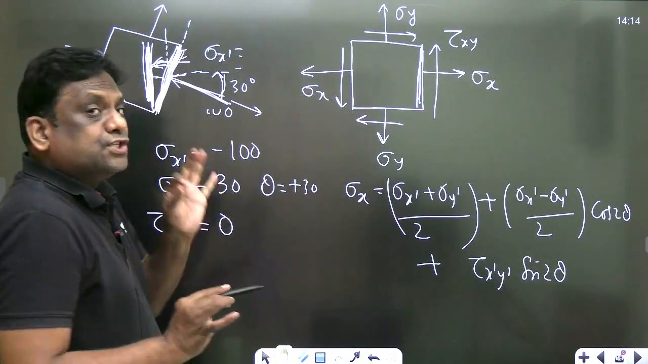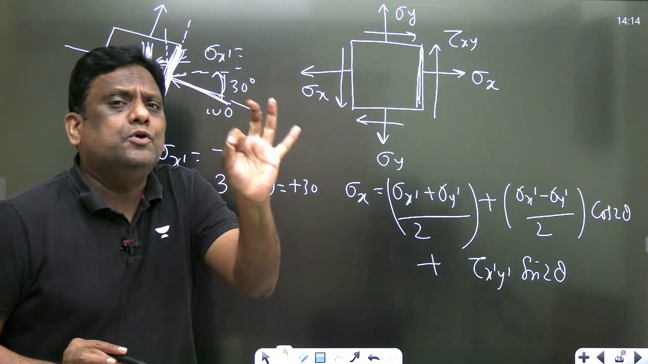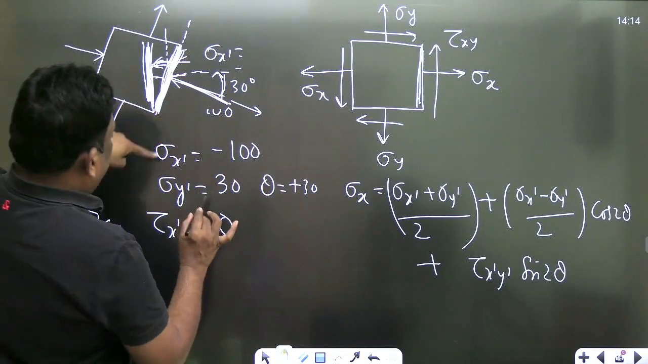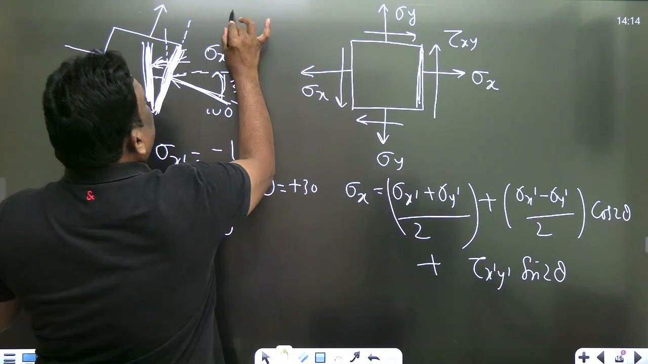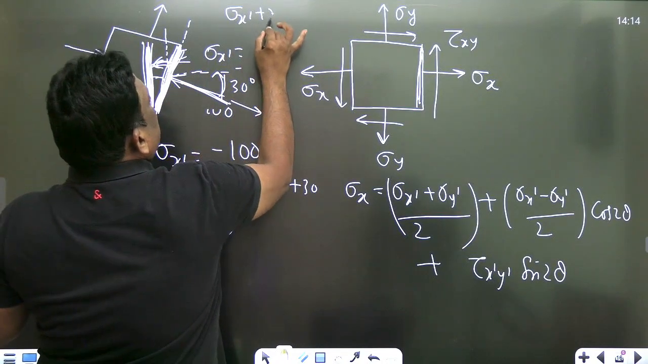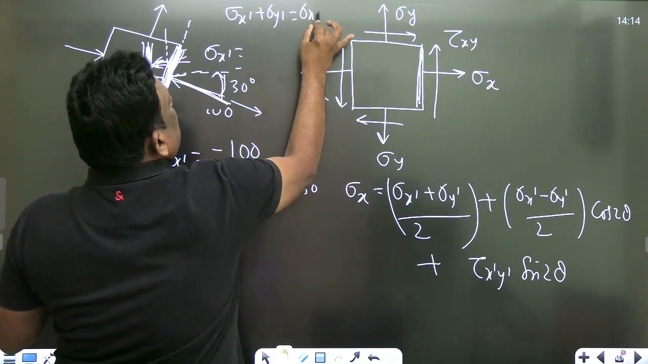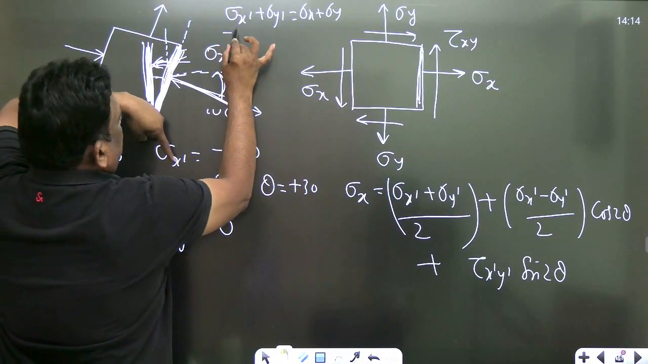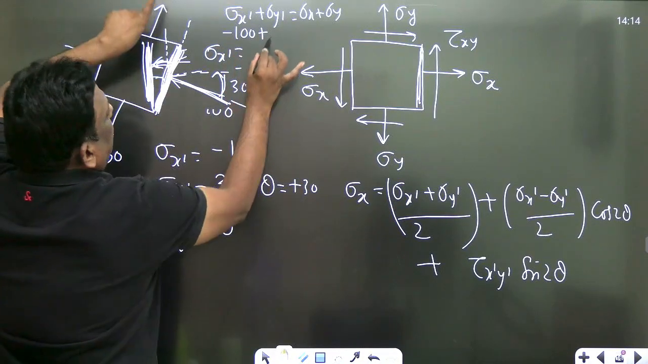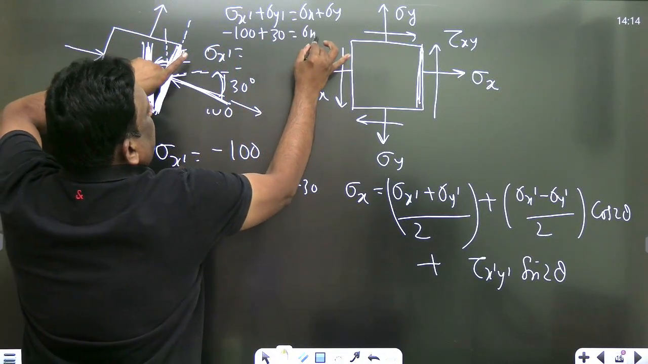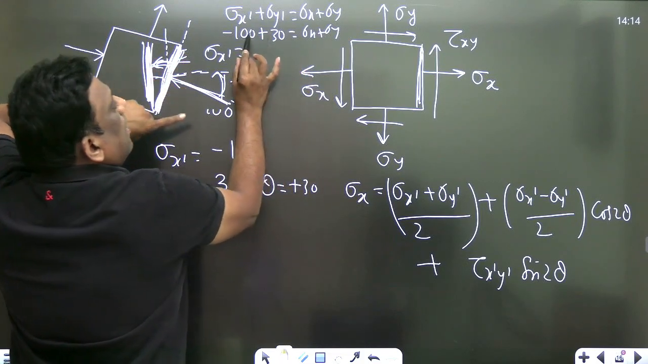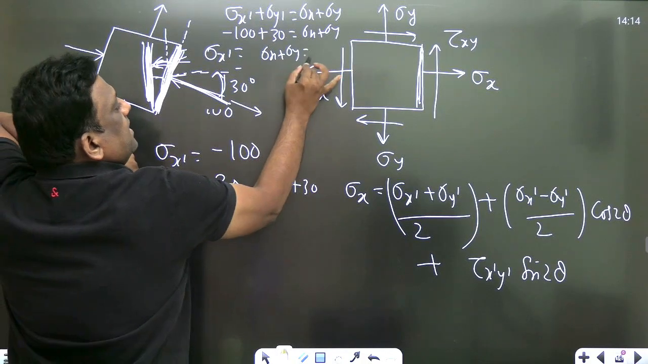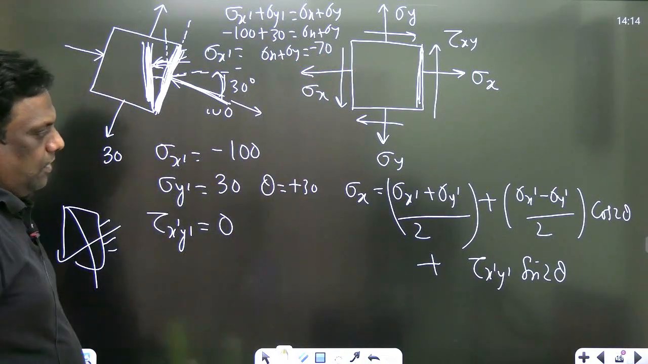And one more thing, sum of the normal stresses on any two mutually perpendicular planes is invariant with theta. So what is sigma x dash? देखो, can I write sigma x dash plus sigma y dash is equal to sigma x plus sigma y? Why not, sir? देखो, what is sigma x dash? It is -100. What is sigma y dash? 30. And that is sigma x plus sigma y. And therefore it is -100 plus 30, तो ये कितना हो रहा है? तो sigma x plus sigma y is -70. No problem at all. -70.